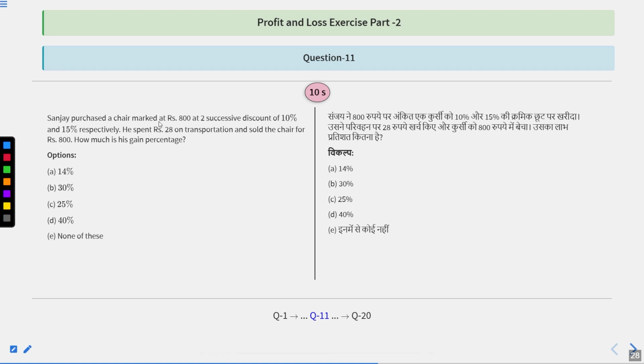Sanjay purchased a chair marked at rupees 800 at two successive discounts of 10% and 15% respectively. He spent 28 rupees on transportation and sold the chair for rupees 800. How much is his gain percent? You have 5 options and 10 seconds to analyze the question. Your time starts now.